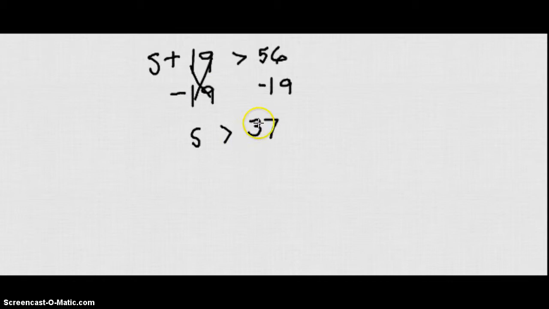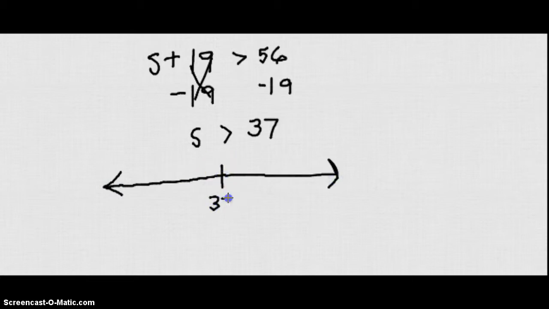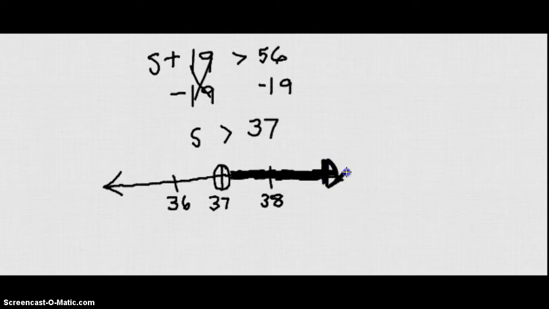And we can actually graph that on a number line. We make a number line. We have 37 here. Obviously 36 would be to the left, 38 would be to the right. We're going to put an open circle here. Notice 37 is not included. s has to be above the value 37. So we're going to leave an open circle showing that 37 is not included. And then we're going to shade everything greater than 37 up through infinity by showing that the right side of our number line is shaded.